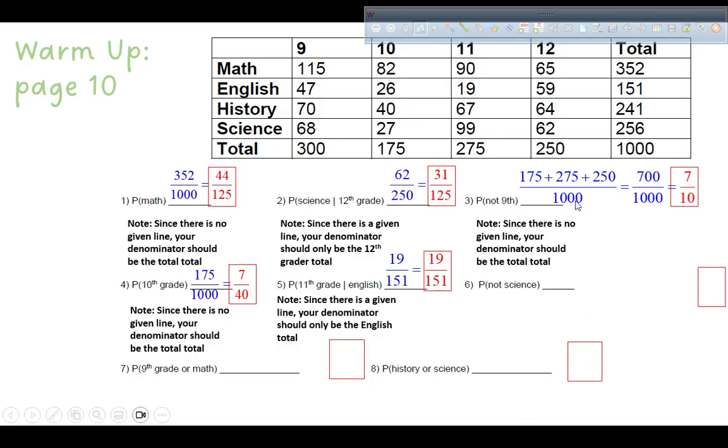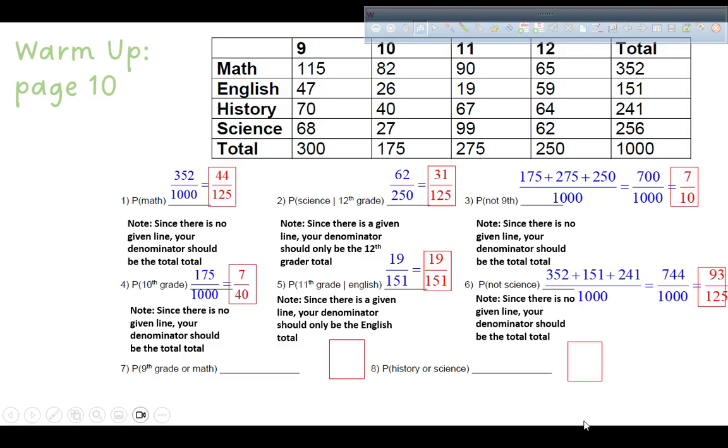Not science. So I'm going to take the total of 1,000 and subtract the science total of 256. Another way to do it would be to add the math plus the English plus the history. And then that's not science. So 744 out of 1,000, or that reduces to 93 out of 125.